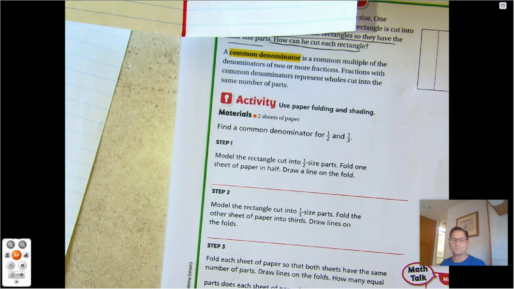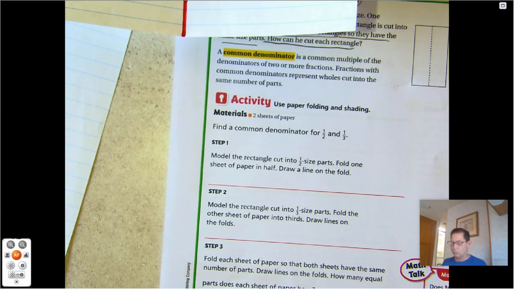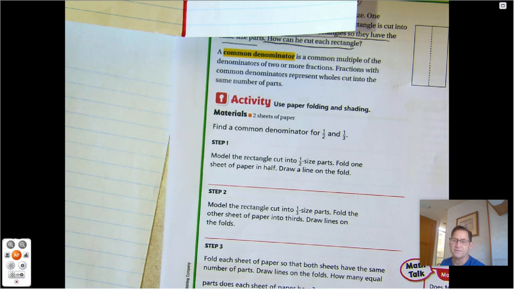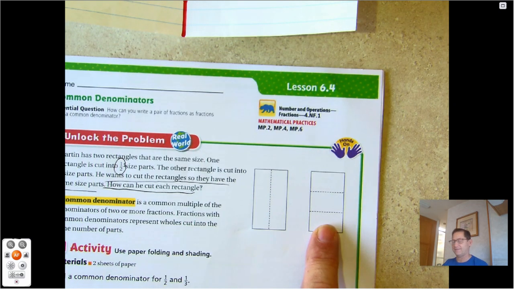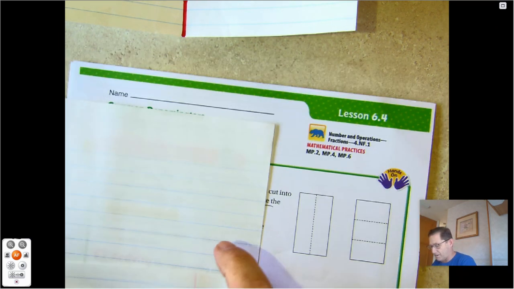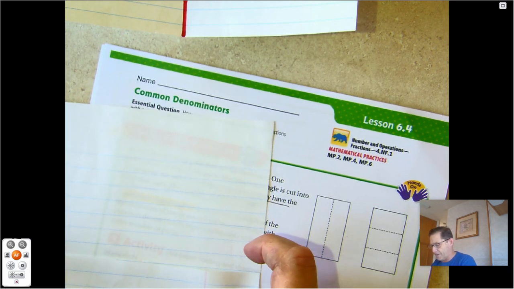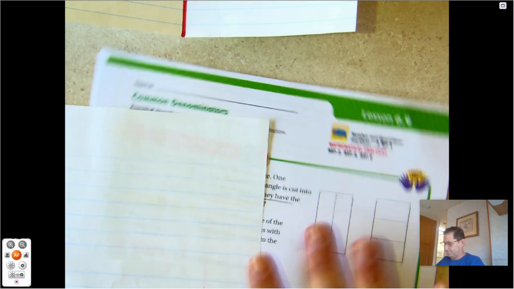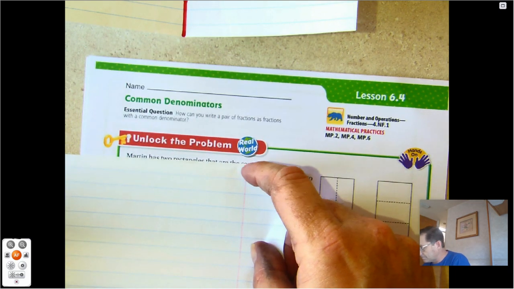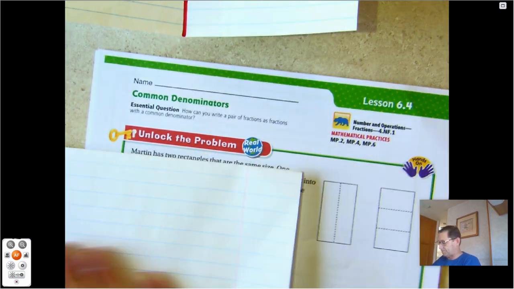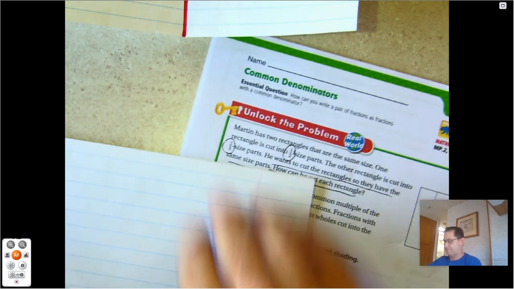Step 2, model the rectangle cut into 1/3 size parts. Fold the other sheet of paper into thirds. So let's look at this. We need our paper to look like that. Not in half. Fold your paper into thirds. Crease it. Okay, let's open it back up, and let's put lines on the two folds.